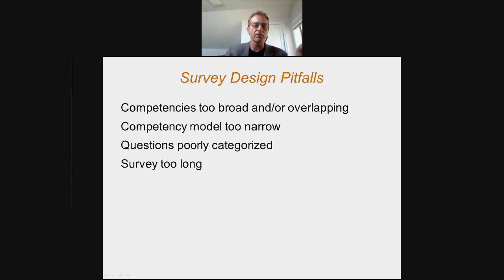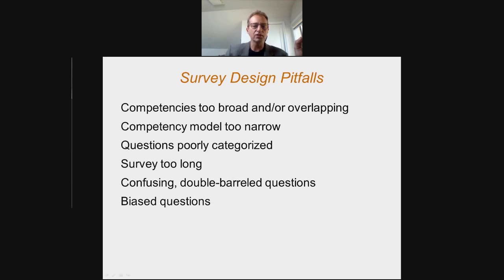Of course, the length of the survey is another one because tired people don't give good feedback. I'll come back to this one in a minute. I've spoken about double-barreled or confusing questions. Biased questions I've also mentioned. And the other one is asking about behaviors that people can't see. People aren't going to be able to respond. It's important that every single thing you ask about in a 360 is observable.